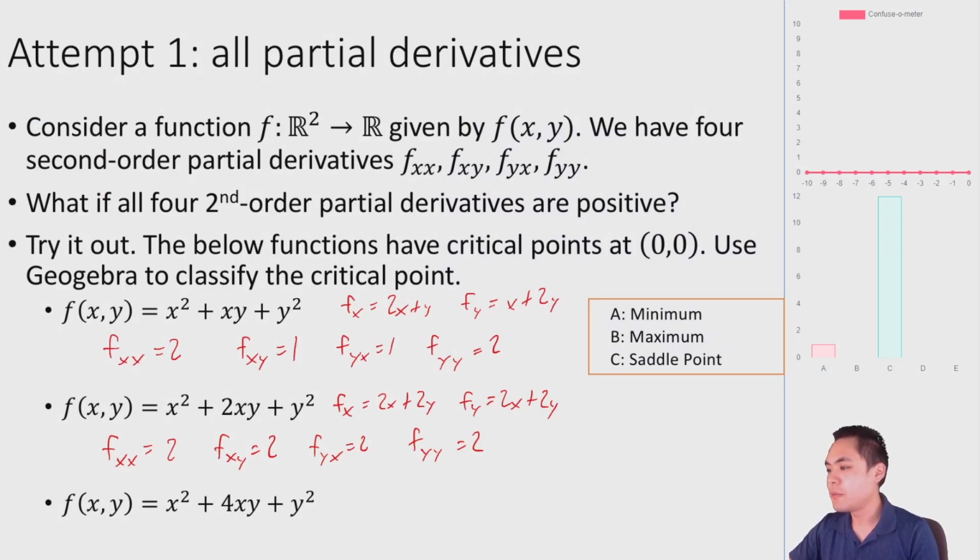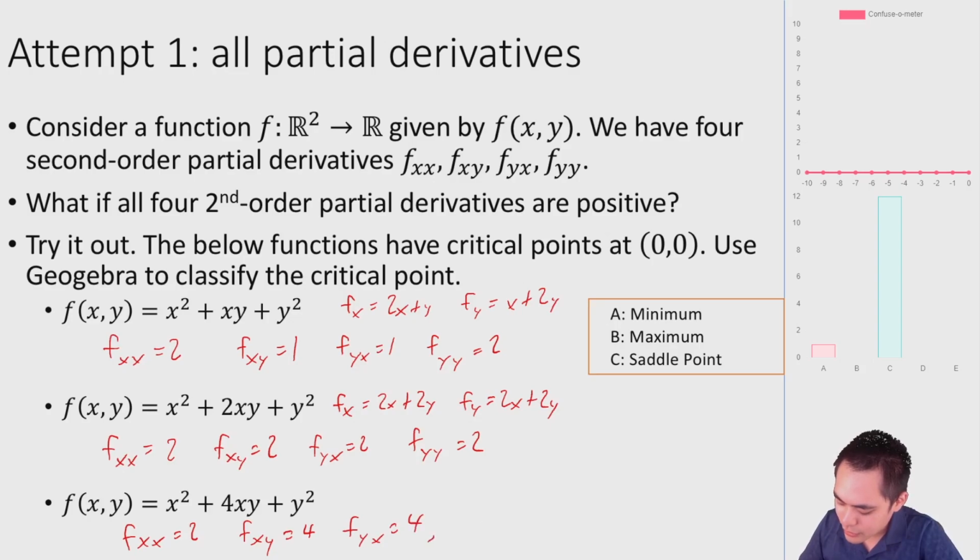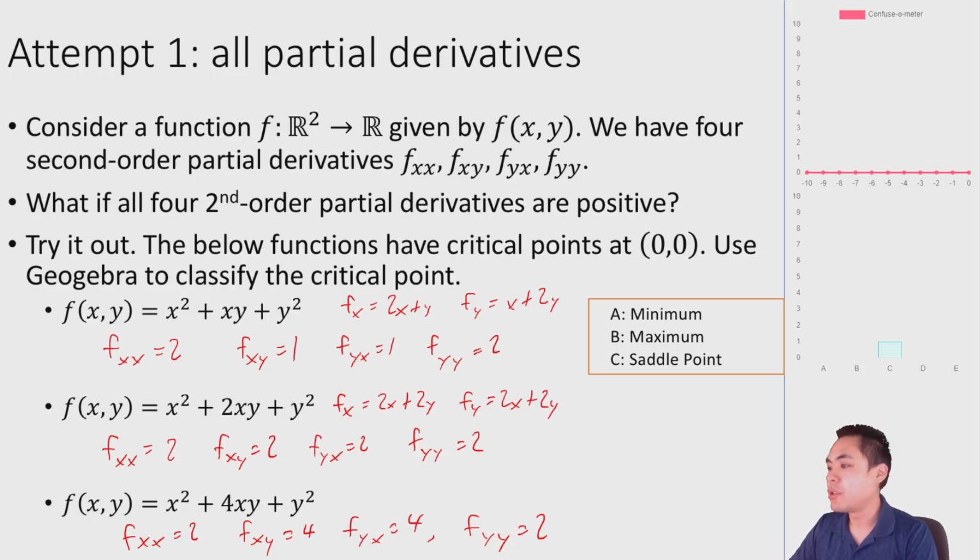Let me reset again. For our very last one, if you compute these out, you'll find that f of xx is equal to 2, f of xy is equal to 4, f of yx is equal to 4, and f of yy is equal to 2. Now the question is, is it a minimum, maximum, or a saddle point?